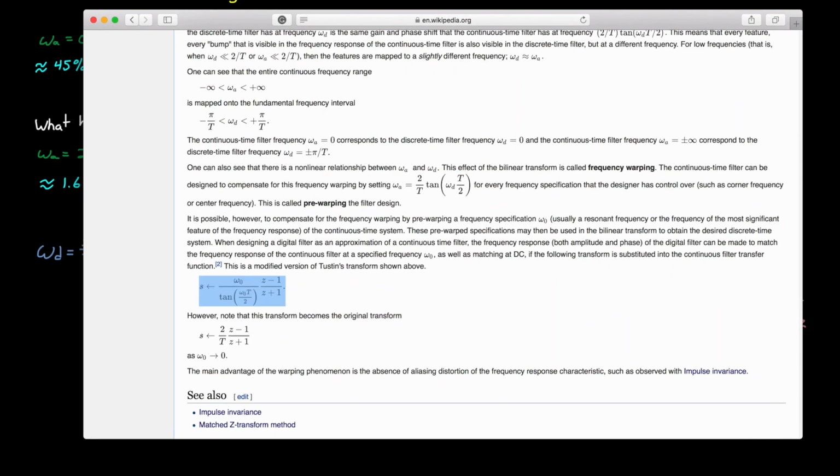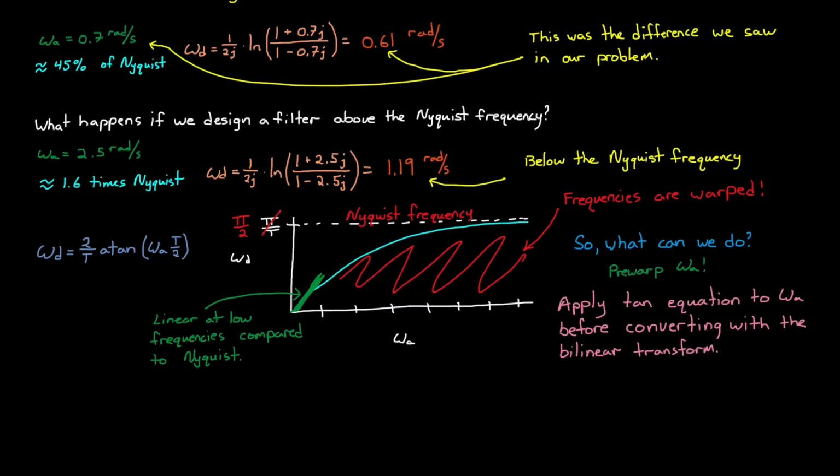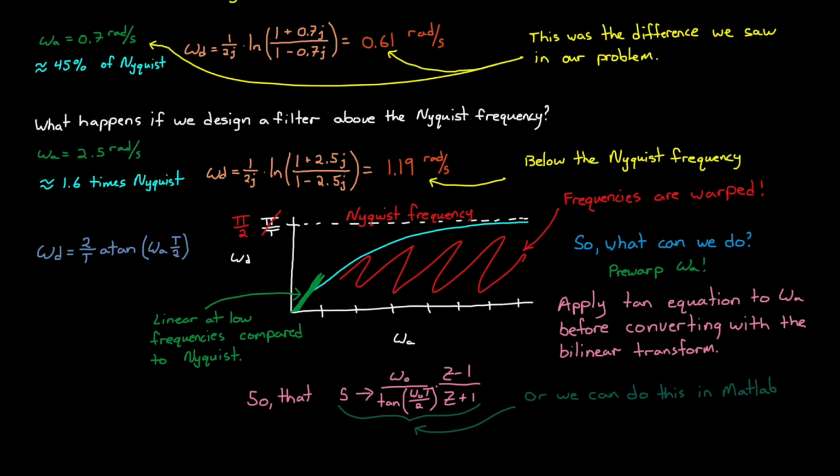Instead of having a multiplier of 2 over T, we multiply (z minus 1) over (z plus 1) with omega naught divided by the tangent of omega naught times T over 2. And we could do this mapping by hand, but again, we could just do it in MATLAB as well.